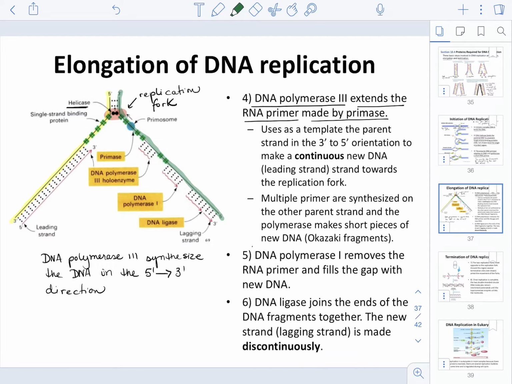Now, when this template from the parental strand is utilized, understand that the one highlighted in yellow, the one that has the 3' to 5' orientation, is going to be utilized as a template to synthesize the leading strand. And the leading strand, we are going to be forming it by forming base pairing events with that 3' to 5' orientation of the parental DNA, and it is going to be made continuously.